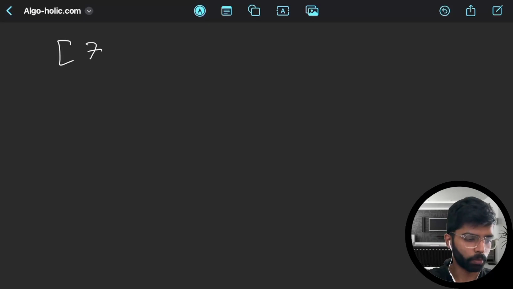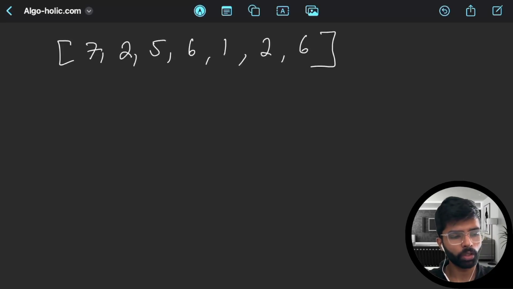So let's say we have 7, 2, 5, 6, 1, 2, and 6 again. We need to find two values B and S. And we also need to note that the buying price, which is the first price, is going to be less than the second price. Because if it were the other way around, we would end up with the largest loss instead of the largest profit. So that's one condition we need to be aware of.